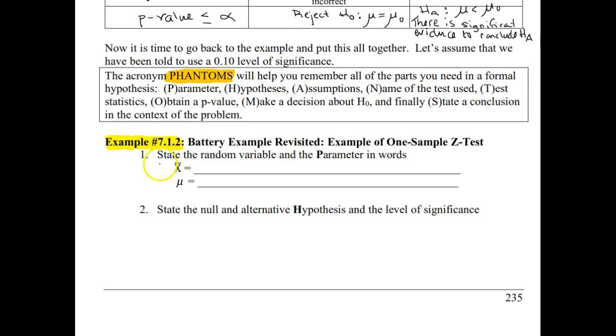So step 1 here would be to state the random variable and the parameter. So P from the PHANTOMS acronym up here for parameter. Our parameter here, mu, was the mean lifetime of all XJ35 batteries. Now we don't know that value, but we get information for this value from x bar. So the random variable x bar is used here, so this would be the mean lifetime. And now we can fill in what that sample size was: 30 randomly selected XJ35 batteries.